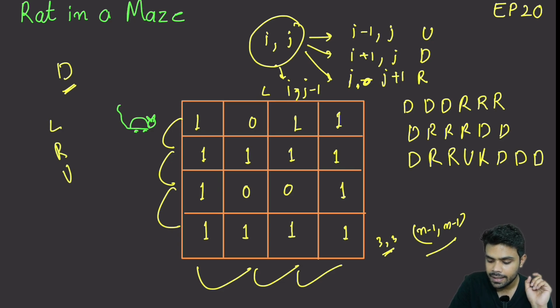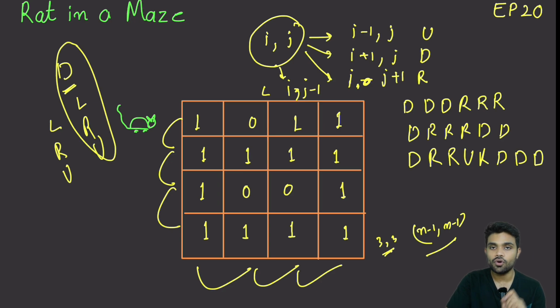Okay, first D, then next I should go to L. Okay, then R and then U. So this is the sequence that I should follow: down, left, right and up. Obviously I could have done them in any random manner as well. I could have gone left, right, up and down, but as I want to generate the paths in a sorted form, I should basically maintain this order.